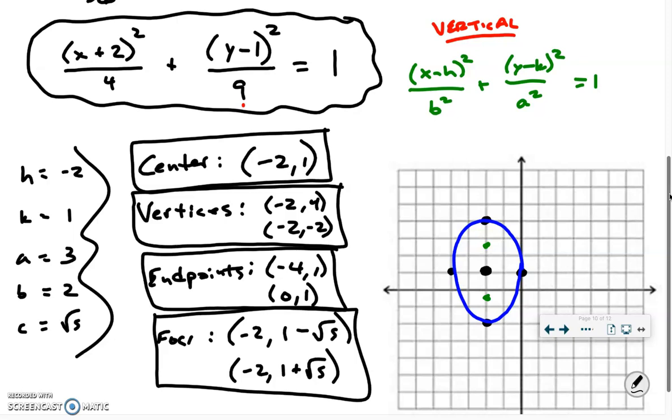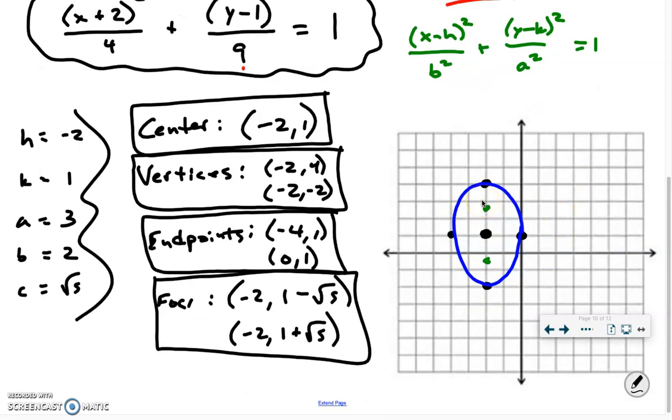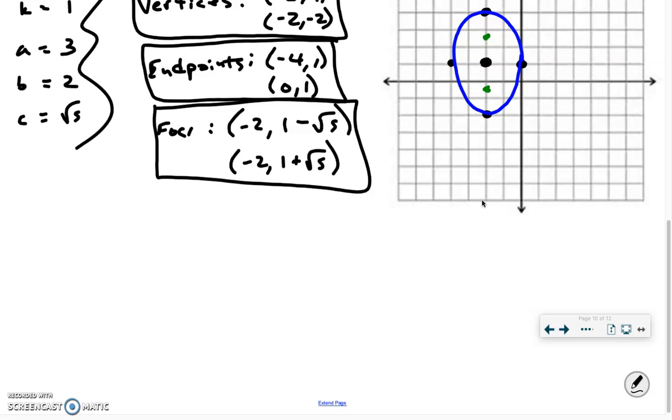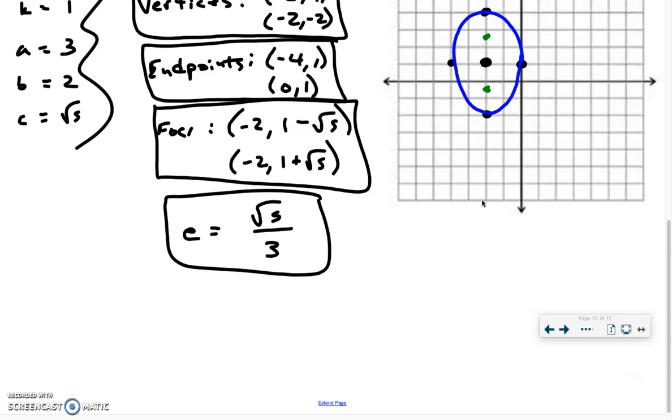We have our sketch. Last thing that we need to do is figure out our eccentricity. Let's get a little bit more space here. Eccentricity, remember, is c, which is √5, divided by a, which is 3. Nothing reduces, so that's our finish.